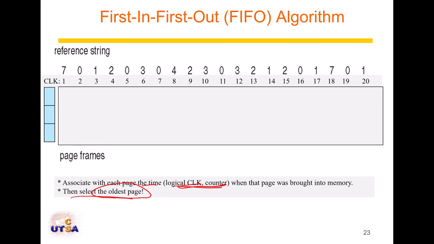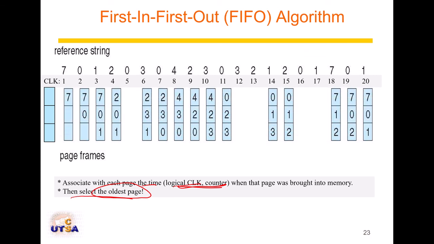Okay, so assuming that every time we are accessing a page, we will maintain a global variable. So when we need that page, it will be 1, 2, 3, 4. Every time we can increase that logical clock when we need a new page, basically. Okay, so with that idea, let's see what happens.